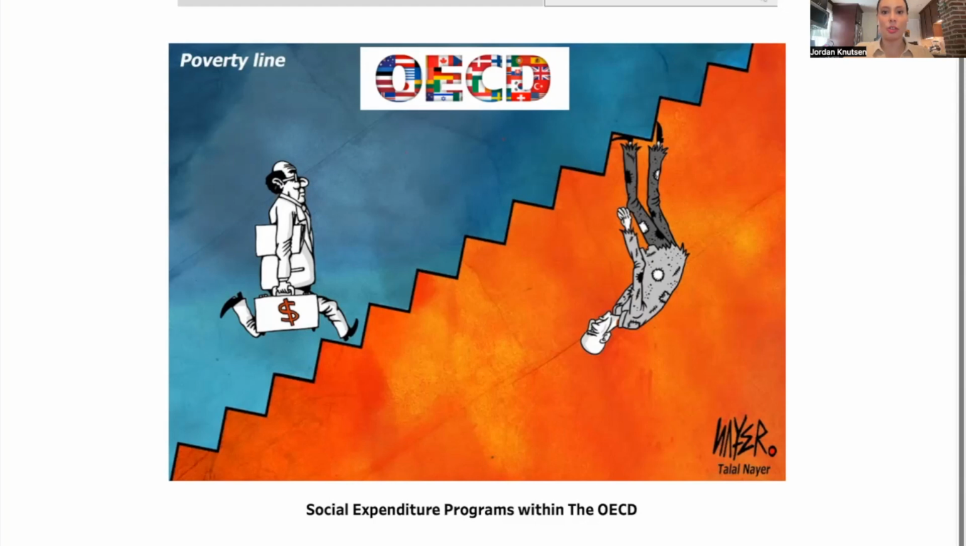Acknowledging that the majority of the OECD is more effective with their anti-poverty programs, I wanted to present data that illustrated that fact and visualize through what means they support their populations. I hope to give a clear understanding of what can and should be achieved. My capstone project is titled Social Expenditure Programs Within the OECD.